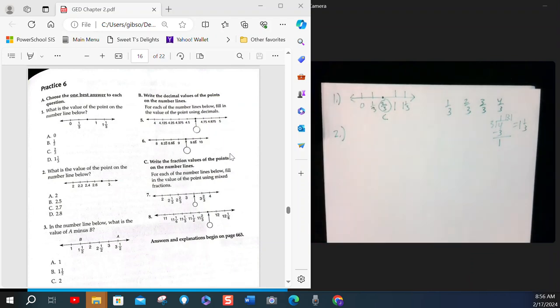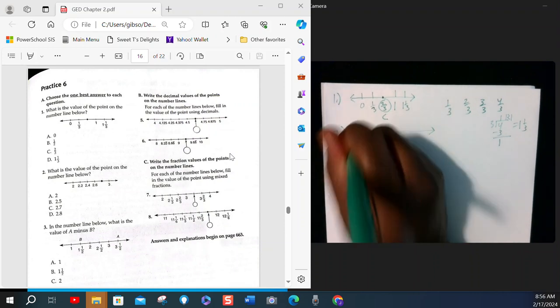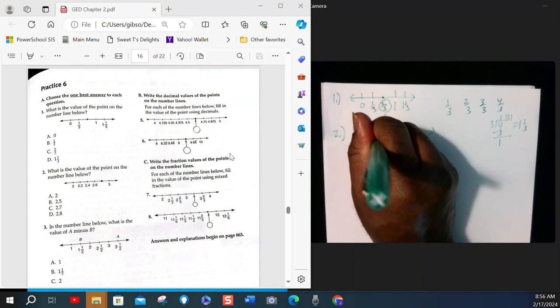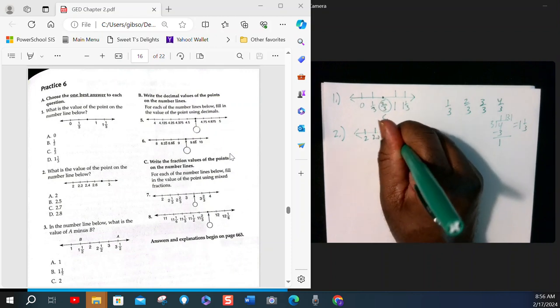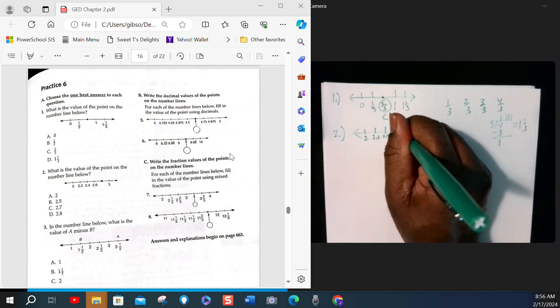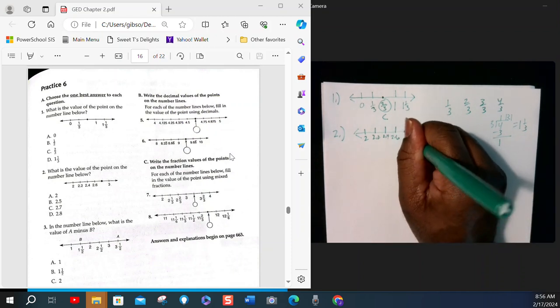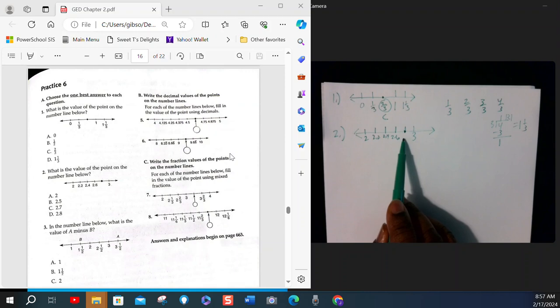So now we go to problem number 2. What is the value of the point on the number line below? So we had 2, 2.2, 2.4, 2.6. I'll put the line here, but this is what we're trying to find. Then we have 3. Now, if you notice here, to go from 2 to 2.2, we went up 0.2. So we go up 0.2, 0.4, 0.6, and then this will be 0.8.